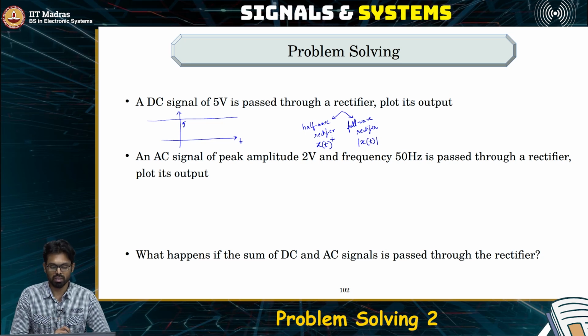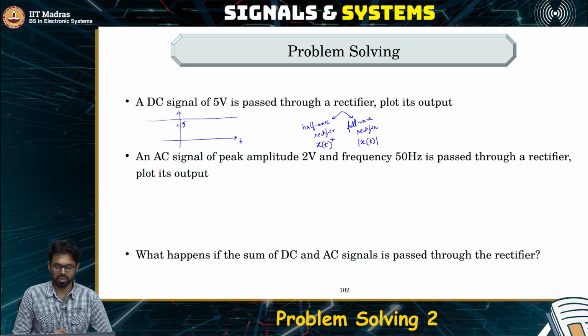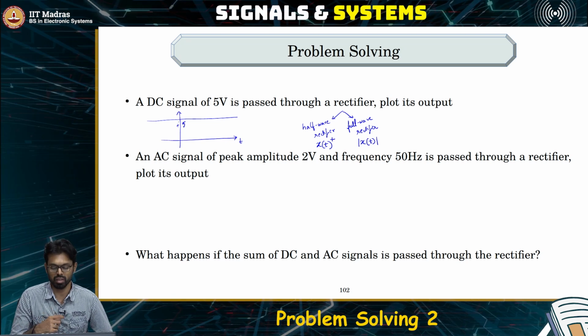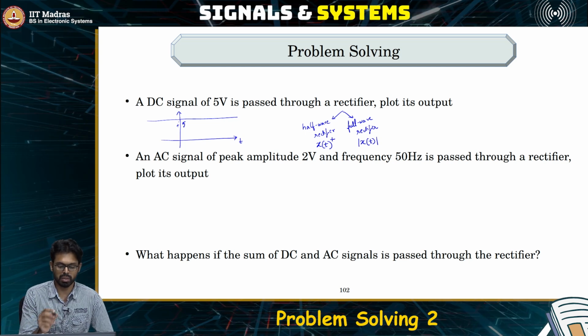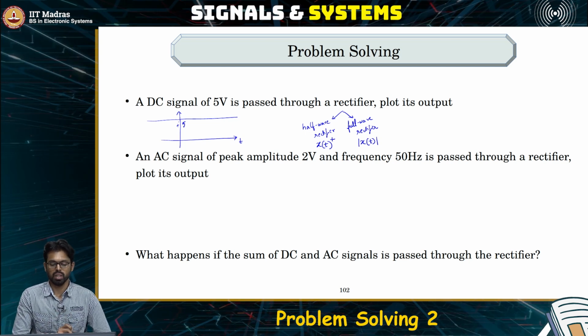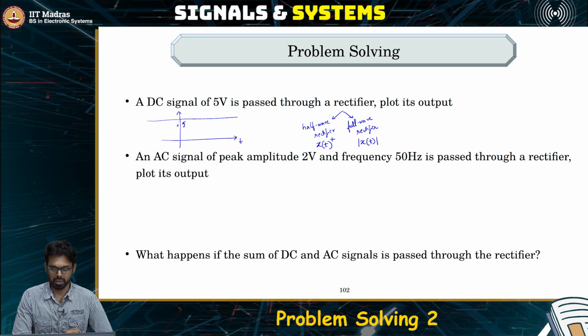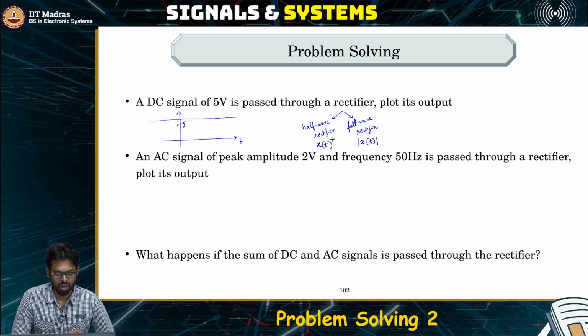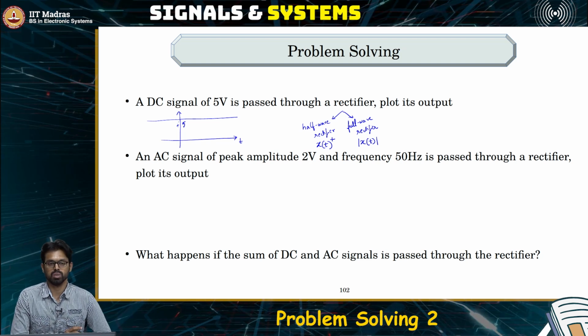For a DC signal, here it is given to be plus 5 volts, which means the output of the rectifier, irrespective of it being a half wave rectifier or a full wave rectifier, will exactly be the same thing. So a DC signal given through a rectifier is the same. The input and output are the same. There is no difference. The rectifier does not do any kind of alteration to this.